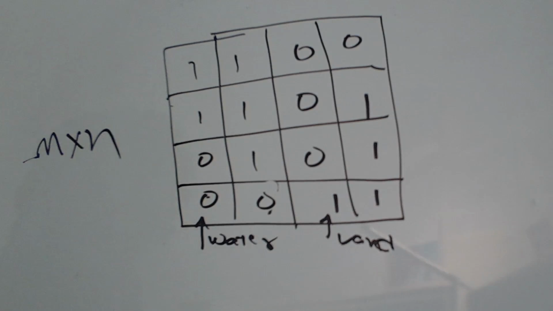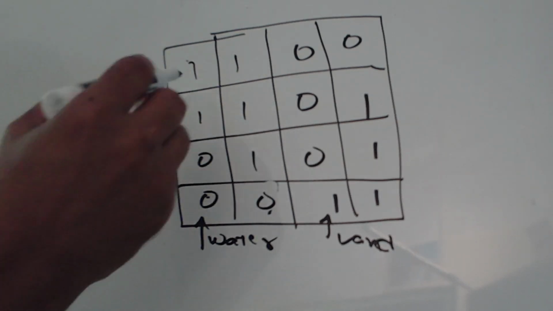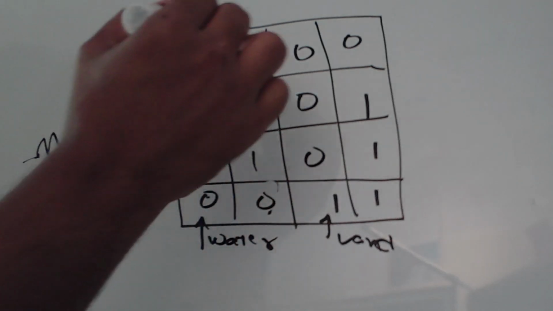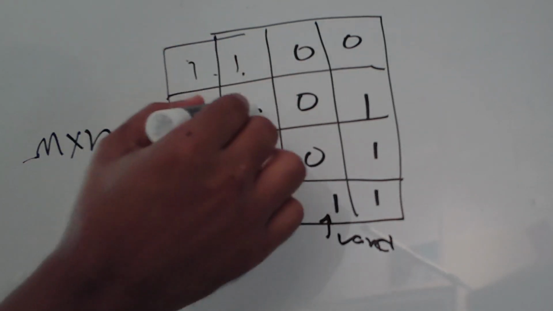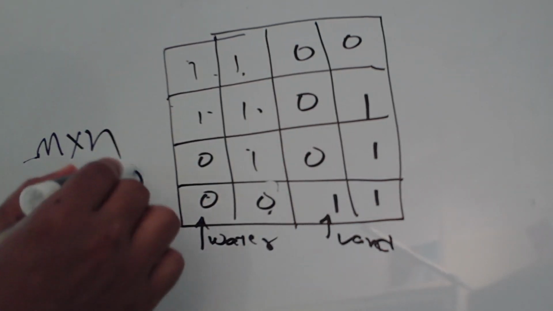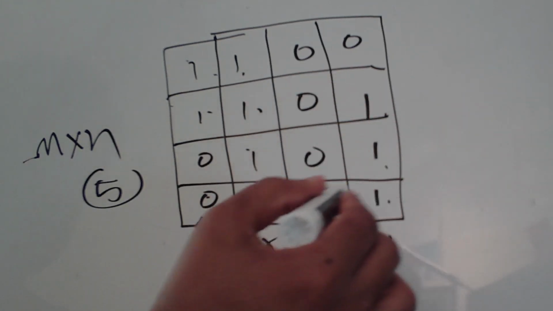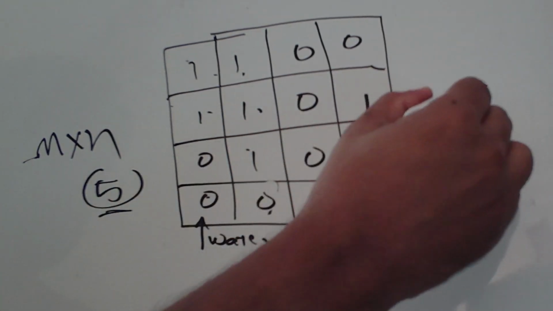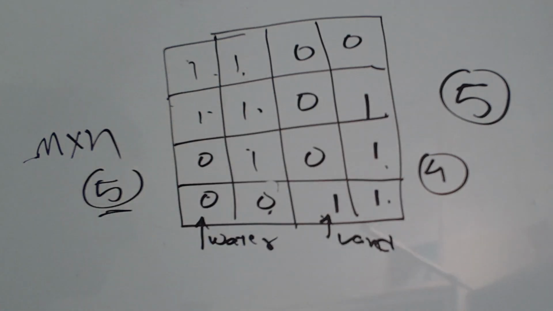So now it says that every one can be considered as 1 unit. So this is the island, because these are the connected ones. So 1, 2, 3, 4, 5 is the maximum area size, and for this one 1, 2, 3, 4, the max size here is 5, right? So our answer should be 5. So how are we going to solve it?